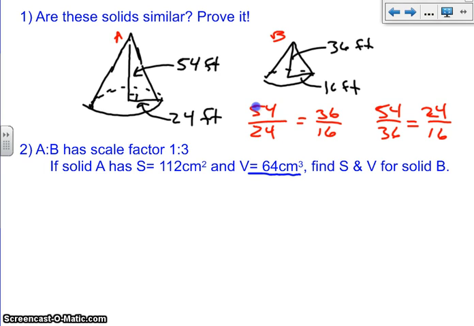We could reduce things down and see, what goes into both 54 and 24? 2 does, for sure. 6 does too, right? So 6 goes into 54 9 times and into 24 4 times. Oh, so there was something bigger, huh? 9 and 4 are not reducible. What am I saying? That's it. And so what goes into 36 and 16? 4 as well, right? So we have 9 over 4. So 9 over 4 equals 9 over 4. It's true.